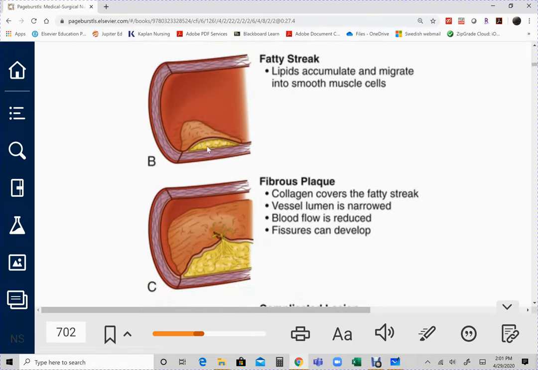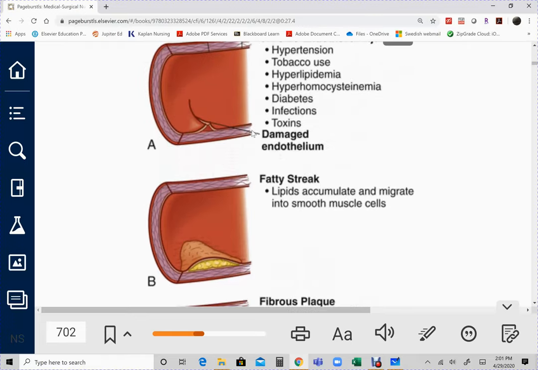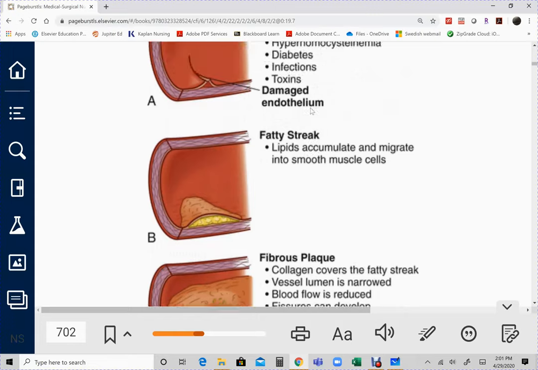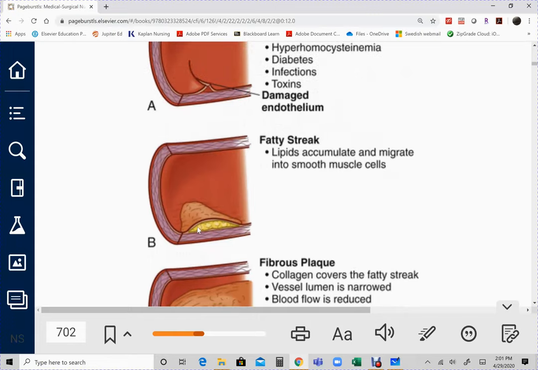I say directly because it will narrow the lumen first. The plaque, by the way, grows in between. It does not grow on top of the intima layer. So the plaque buildup caused by hypercholesterolemia, hyperlipidemia, grows between the intima and the media layers. So it grows and grows.